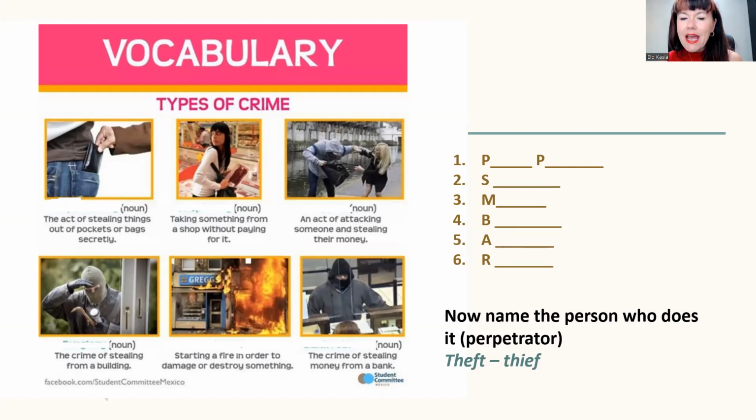So a different name, yes, starting with an R, okay? And after you have named the crimes, I also want you to name the person who does it. In English, it's called a perpetrator. So stealing something is called theft, and the person who does it is a thief. Theft and thief, two hard words. Remember to put your tongue between your teeth. Theft and thief. Okay, very, very good.